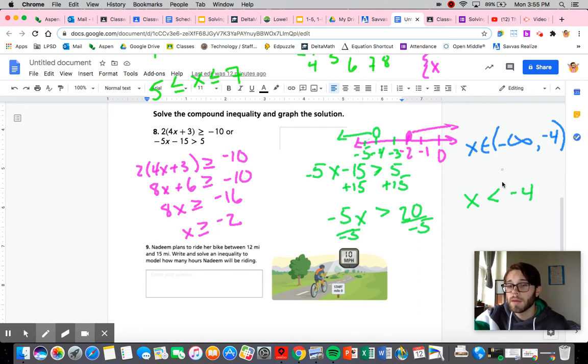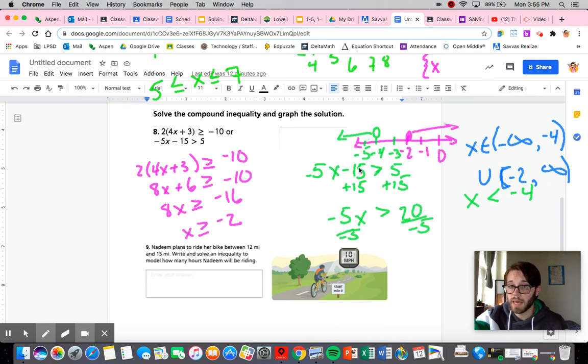So if we looked on the other side, well, negative 2, that needs to be a bracket, goes off up to infinity. However, we don't care which one it is. So this is part of my solution set, and this part's also part of my solution set. So we're just going to do this little U looking thing here. That's the union symbol. So we're saying it could be from negative infinity to negative 4, or we can say it's from negative 2 to infinity.